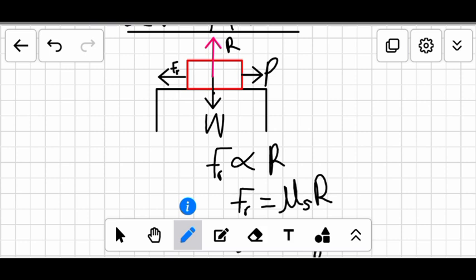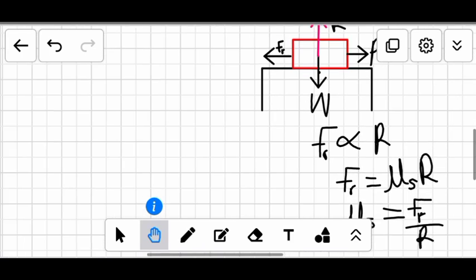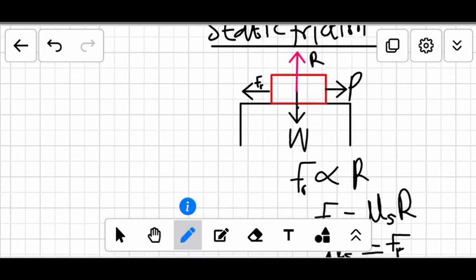So the body will remain stationary. Now, in a situation whereby the force P applied overcomes the frictional force and is greater than the frictional force, that means there would be an acceleration of the block. So we can calculate the acceleration of the block using the extra force applied, F equals ma.